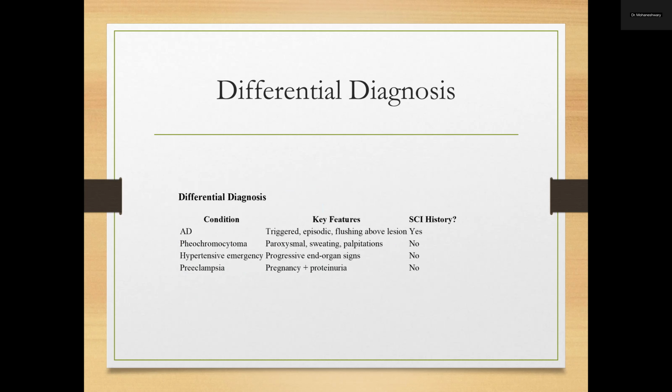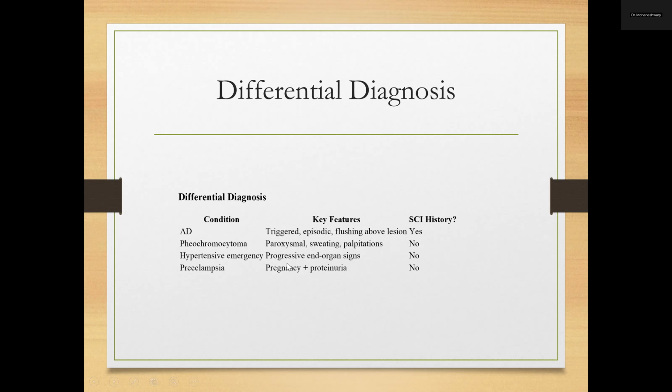So always have a differential diagnosis when they come to ED. Common differentials that we all have to keep in the back of our mind: just get the history. They've got spinal cord injury history. Yes, you tick that, so you know the triggering factor. Is it episodic, meaning it's not constant? And they've got flushing, sweating, headache, piloerection below the lesion. So it's AD. Whereas pheochromocytoma is paroxysmal. They can have sweating, palpitation, but no spinal cord injury history.